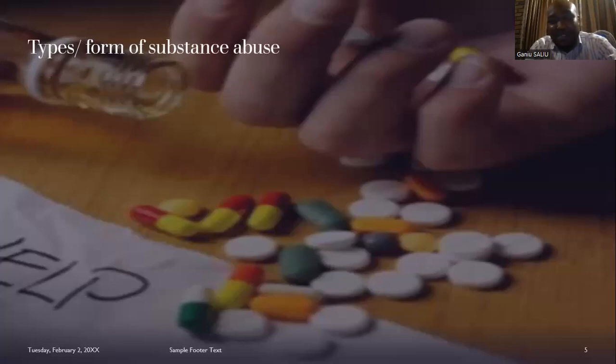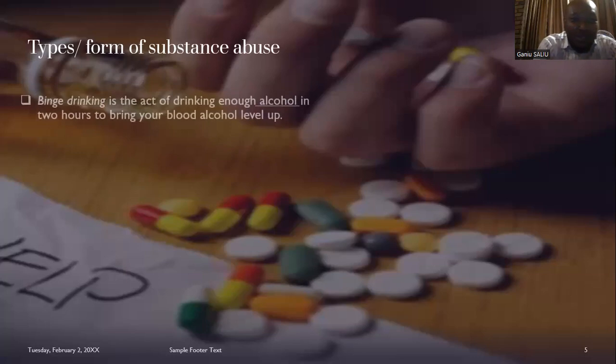You can tell me the types. First one is called binge drinking. What is binge drinking? It's the act of drinking enough alcohol in 2 hours to bring your blood alcohol level up. And once your blood level is up, it means the operation of the system of your body changes. You are putting your body in another state entirely, and it's because of the influence of alcohol.